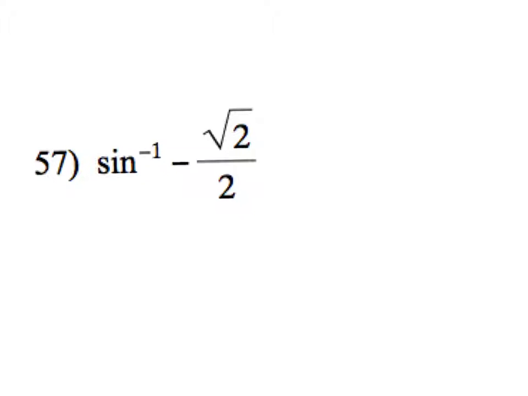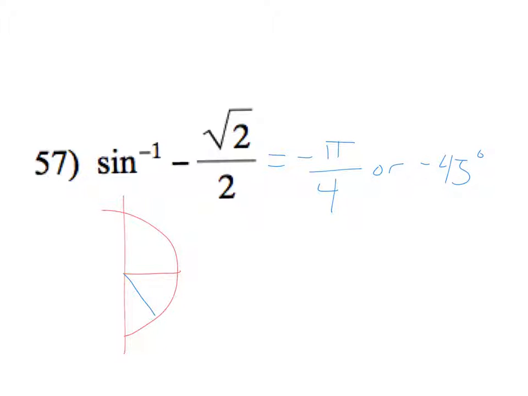Another inverse trig question, and again, sine is looking for the angles from negative pi over 2 to pi over 2. So we're looking for the angle down here for the negative value, and that's going to be at negative 45 or negative pi over 4. So negative pi over 4 or negative 45 degrees, both of those are fine.